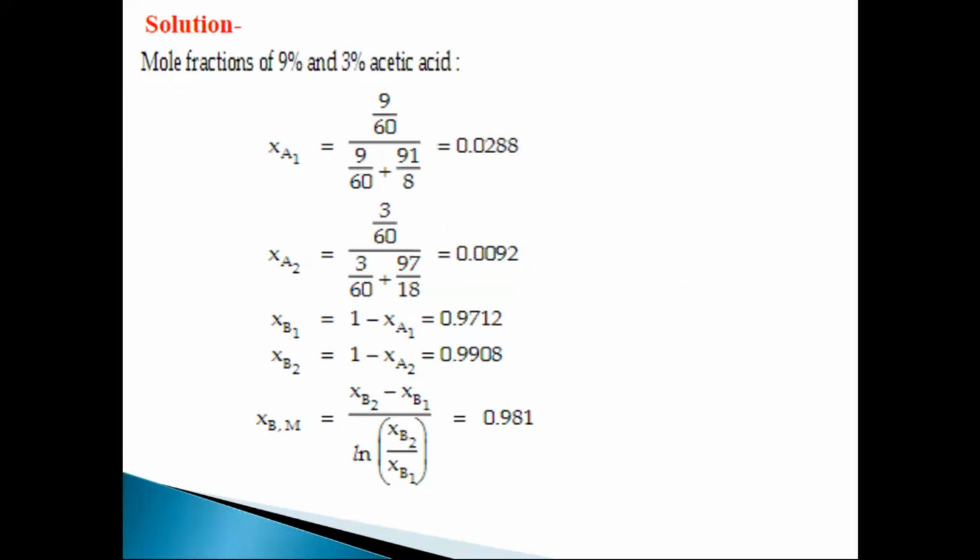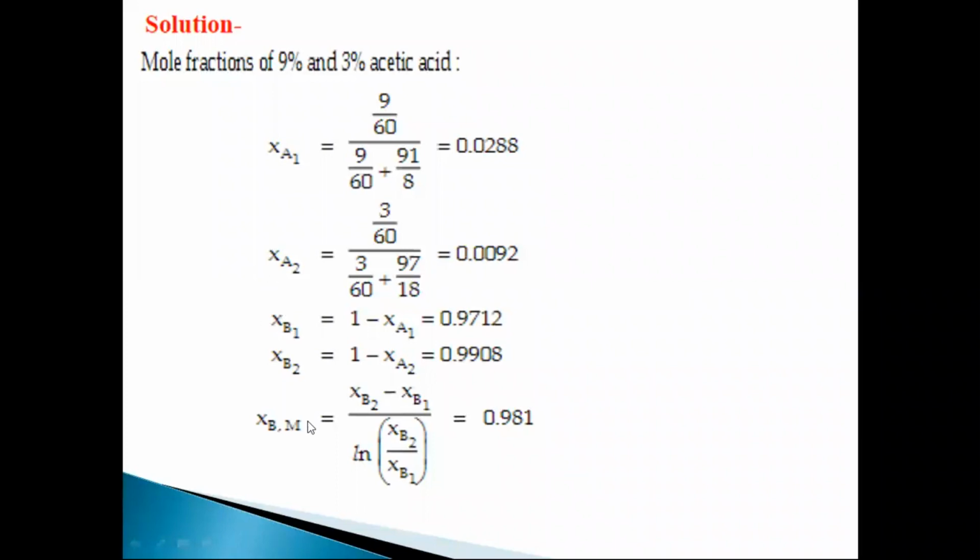So how to find them? For 9% acetic acid it is XA1, and for 3% acetic acid it is XA2. XA1 is equal to 9 by 60 divided by the total moles, that is moles of 3% acid and 9% acetic acid. So you will get XA1 equal to 0.0288. Similarly, find XA2. After that, we know that the summation of mole fractions is equal to 1. So find XB1, that is 1 minus XA1. You will get 0.9712. Similarly, find XB2.